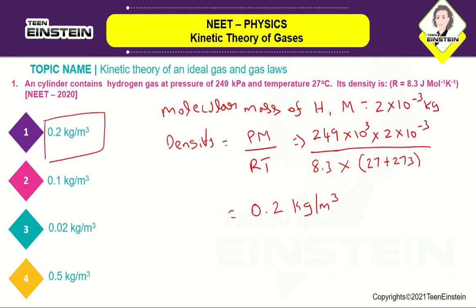So it is a very simple question, mere substitution of the formula. Here they are telling that a cylinder contains hydrogen gas at a pressure of 249 kilopascal and temperature 27 degrees Celsius, and asking what its density is. They are giving you the R value, the T value, and the P value. The M value we already know. Molecular mass of hydrogen M is equal to 2 into 10 power minus 3. So you substitute all these values, and when you solve it, you will get the answer as 0.2 kilogram per meter cube.